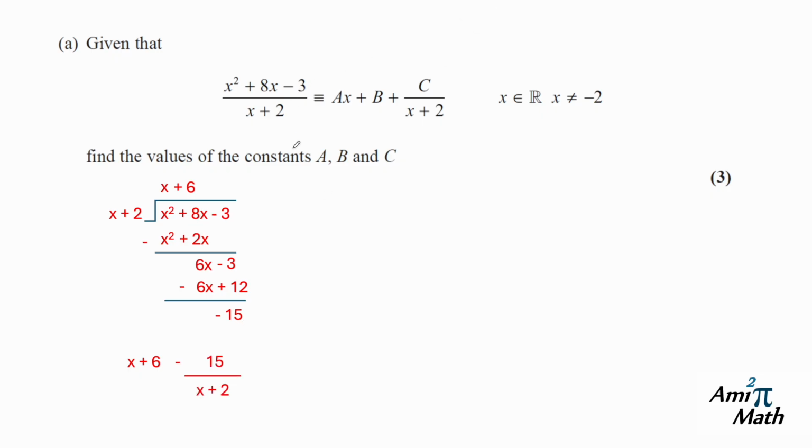And you can see it follows this form. We've got a is equal to 1, b is equal to 6, c is equal to minus 15.